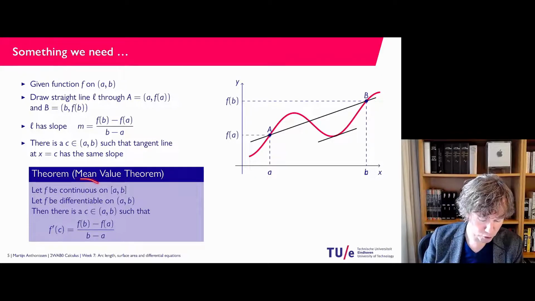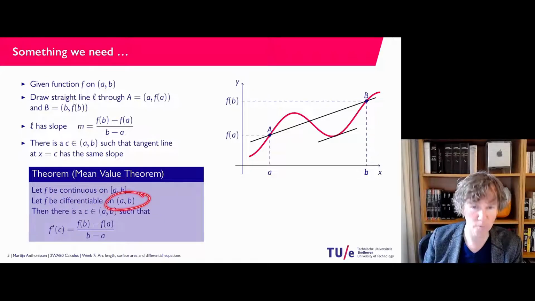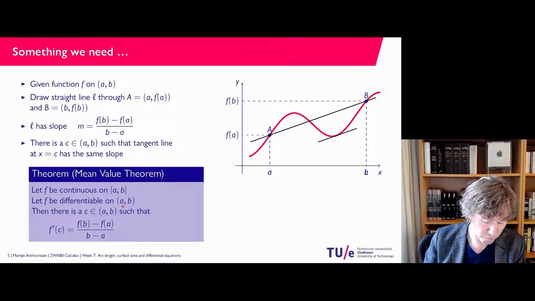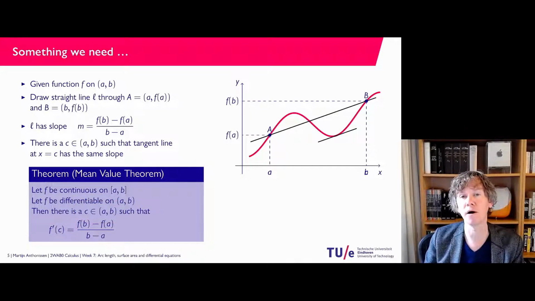So here it is in a theorem. If we have a function that's continuous on the closed interval and differentiable on the open interval, because we need a little bit of space to the left and to the right to talk about differentiability, then you can find a c such that f prime c equals f(b) minus f(a) over b minus a. So that is basically m, the slope of the black line.